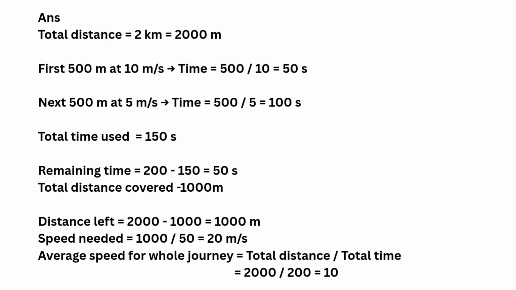Total distance covered is 1000 meters. Distance left: we know the total is 2000 meters, so 2000 minus 1000 is equal to 1000 meters. Speed needed is 1000 divided by 50, that is 20 meters per second. Average speed for the whole journey is total distance divided by total time.